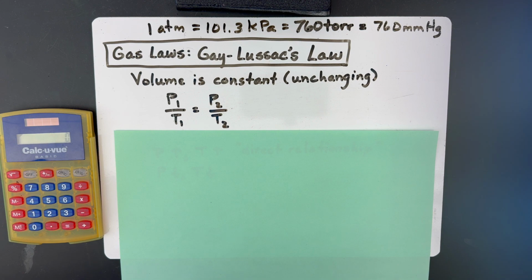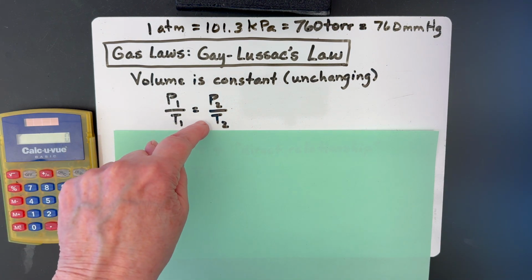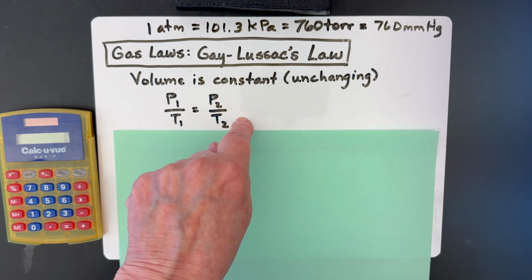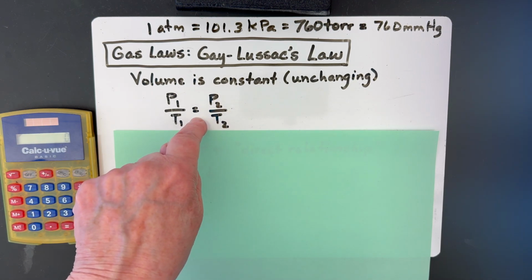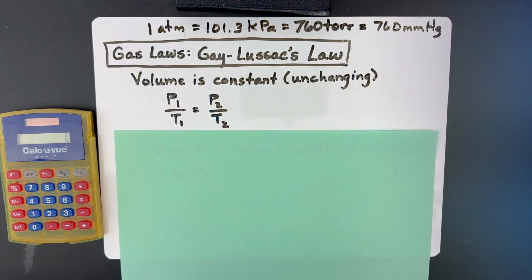The form that we use it, our starting conditions, our first pressure divided by our first temperature is equal to a constant, and our final pressure divided by our final temperature is equal to the same constant, so we can set these two equal to each other. You will be given 3 of the 4 variables, and you will have to solve for the 4th.